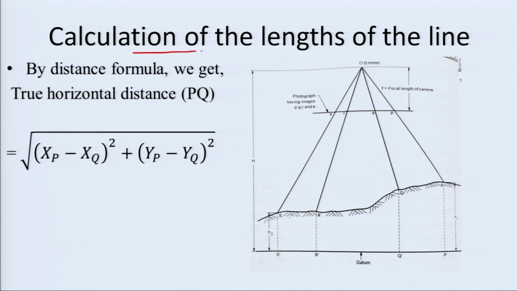We can also use the distance formula for calculating the true horizontal distance. Now, in order to find the distance between P and Q, as we found the different coordinates earlier, by using the distance formula, the horizontal distance PQ can be calculated as under root of (xp minus xq) whole square plus (yp minus yq) whole square. By using this formula, we can calculate the length of any line.